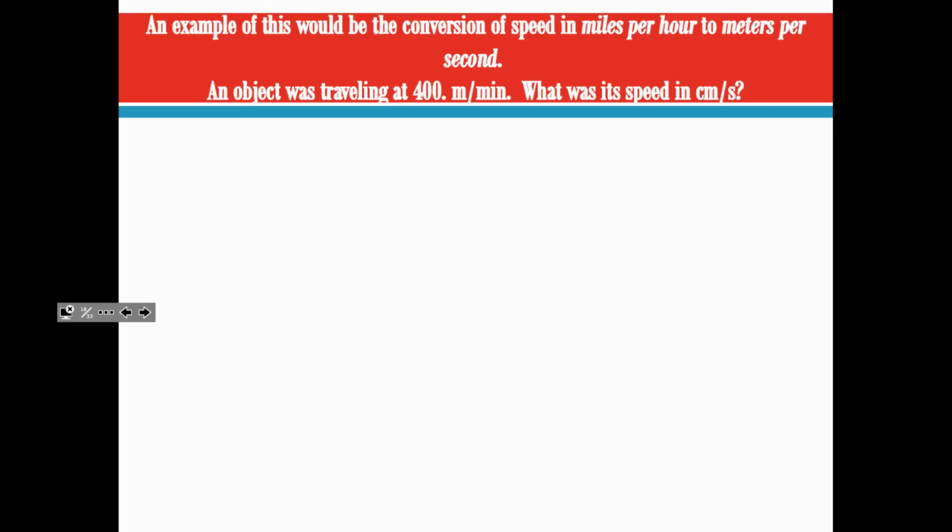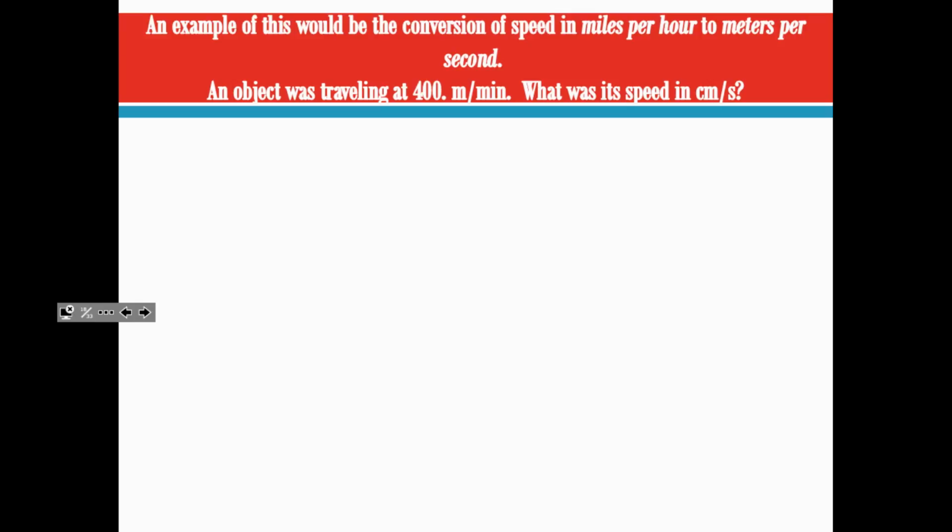Howdy students, this video is going to contain dimensional analysis that involves the conversion of multiple units at the same time. An example of units that we have multiple units that we need to convert would be miles per hour to meters per second. So here's the example.